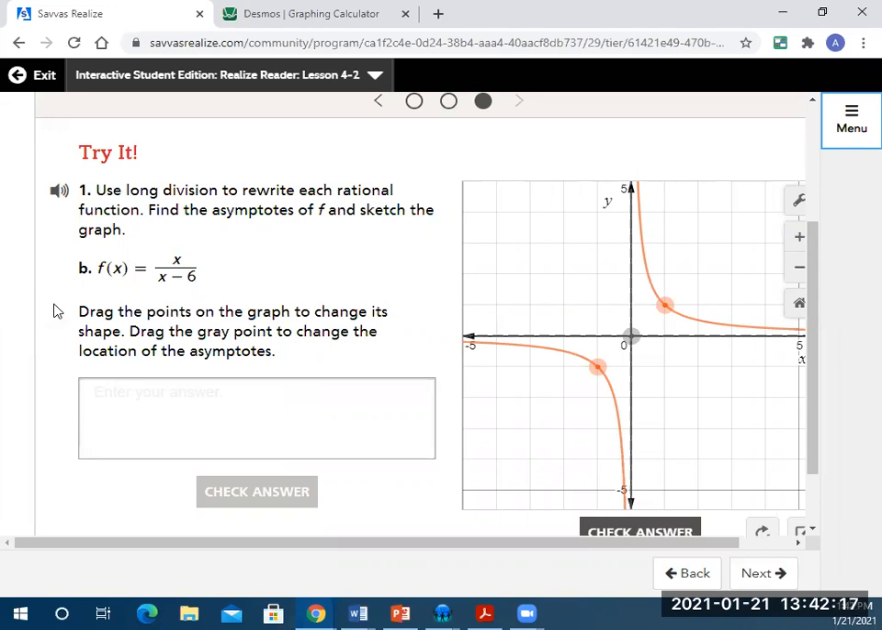And that's just x divided by x. So how many times is x plus x?